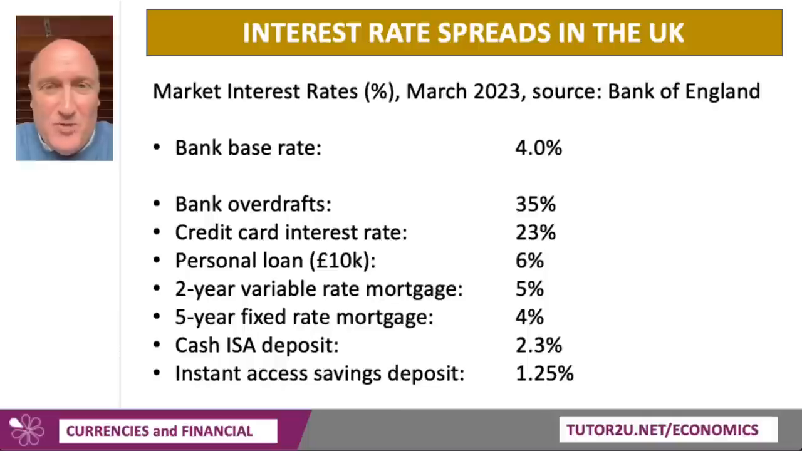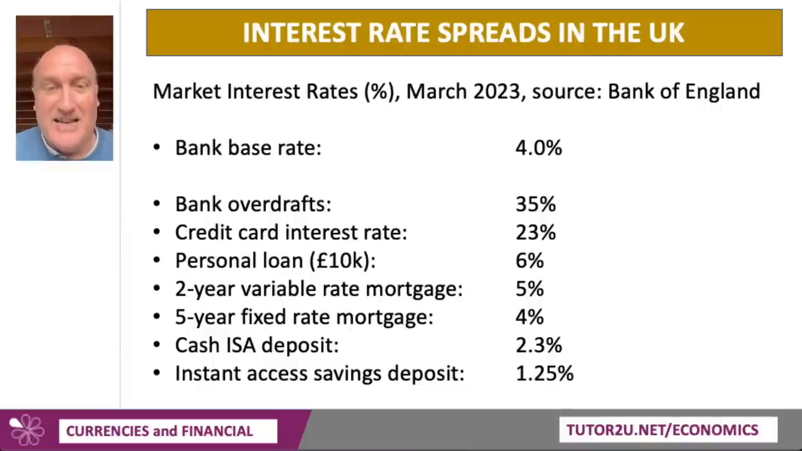The next slide gives you a bit more application. I went to the Bank of England website this morning. These were the average interest rates in the UK at the end of March. Base rate's 4%, it's now 4.5. On average, overdrafts are a whopping 35%. Credit card interest rates, 23%. You're going to pay 6% at least on a personal loan. Mortgage is a little cheaper, but look at the bottom. The interest rate on savings, cash ISA deposit, 2.3%, and an instant access savings deposit with a debit card, just over 1%. So there's a huge disconnect between the interest rates charged by banks and paid to savers.